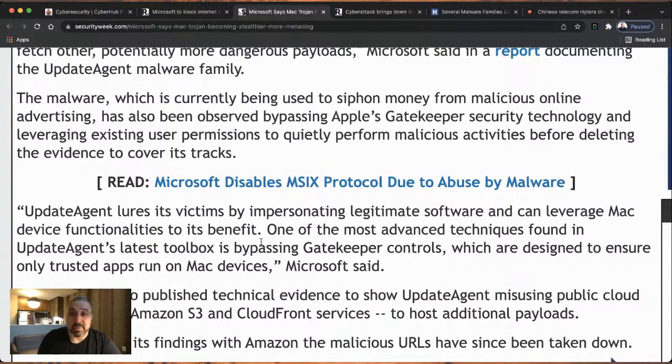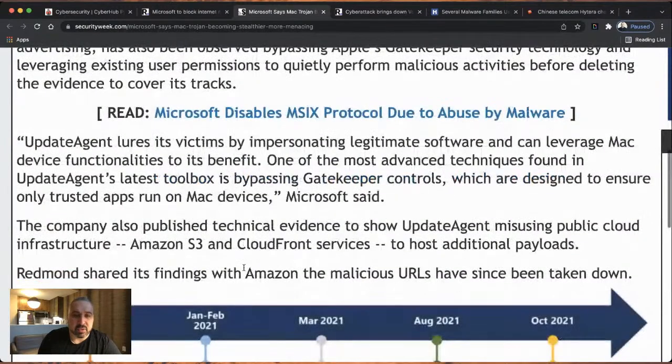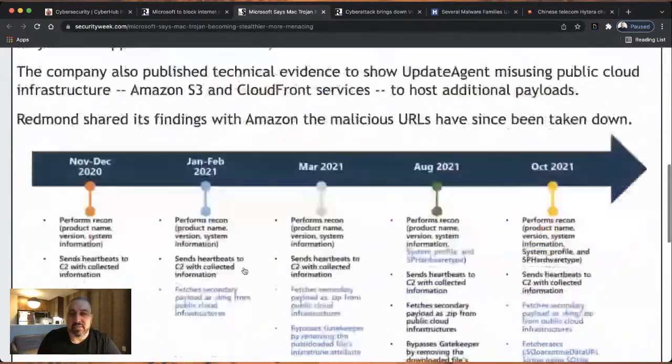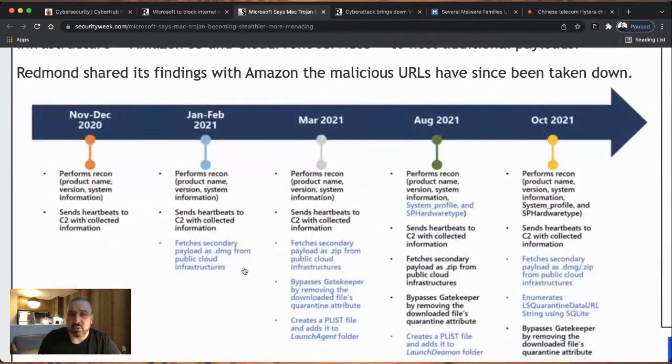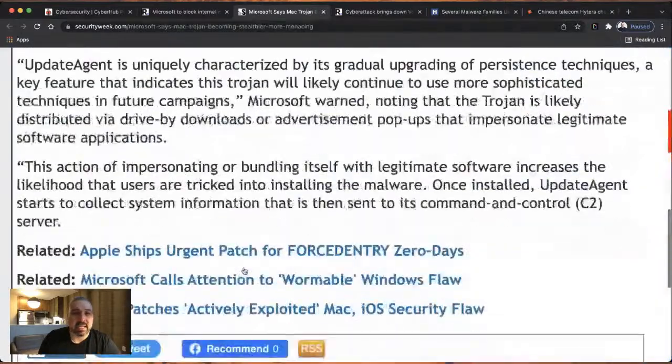The malware, which is currently being used to siphon money from malicious online advertising, has also been observed bypassing Apple's Gatekeeper security technology and leveraging existing user permissions to quietly perform malicious activities before deleting the evidence to cover its tracks. Redmond shared its findings with Amazon, and the malicious URLs have since been taken down.